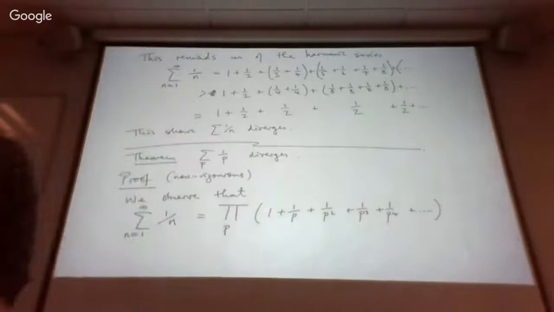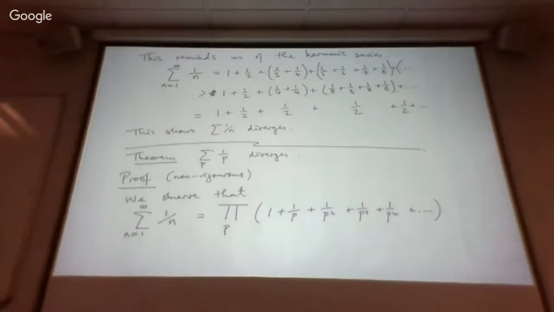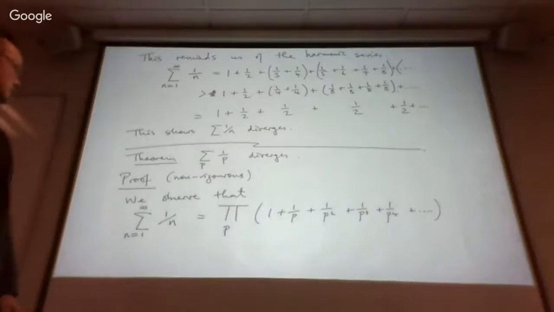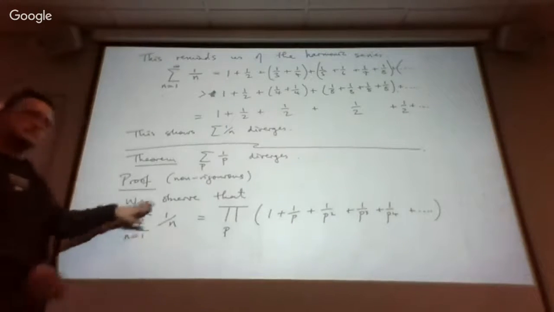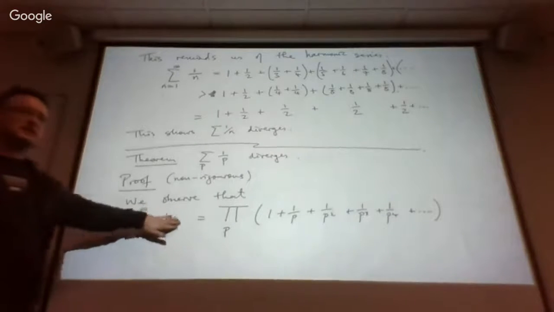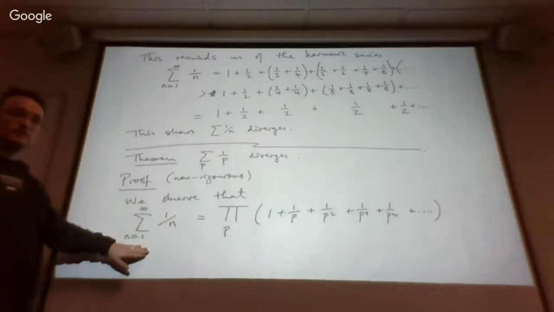So should we be writing 1 over p above n? Sorry? On the left-hand side, should we be writing 1 over p above n? No. On the left-hand side, I have the normal harmonic series here.